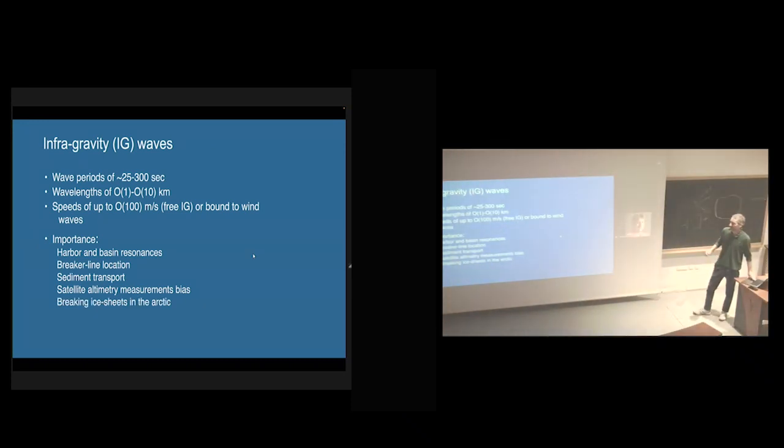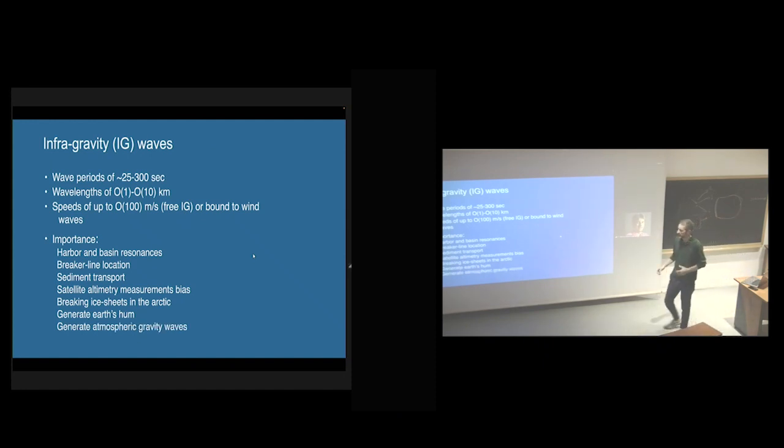And you can have breaking ice sheets, and they even generate Earth's hum, which we see on the bottom of the ocean in sonograms. And something I wasn't aware of: apparently, lately, they actually oscillate and generate gravity waves in the atmosphere. These are waves that just propagate upwards, and what they do is mix the atmosphere. So they even have an effect on mixing the atmosphere. You wouldn't think that these waves are so key in connecting things, but they are there.